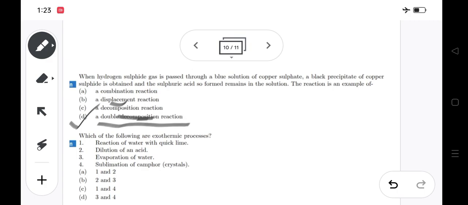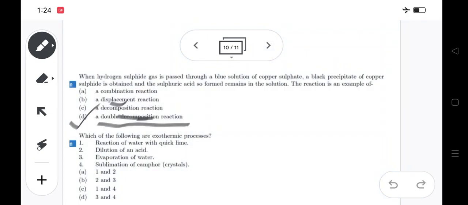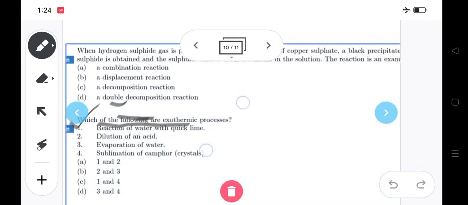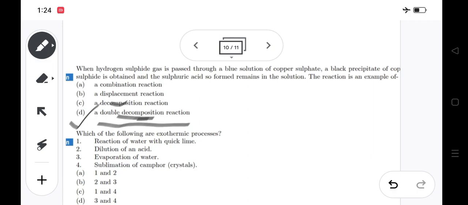Which of the following are exothermic reactions? Exothermic process. Reaction of water with quicklime. Yes, see this equation. Reaction of quicklime with the water becomes slaked lime. This is actually an exothermic reaction where a large amount of heat energy is released. Now, dilution of an acid. That is also correct. Dilution of an acid is also an exothermic reaction.